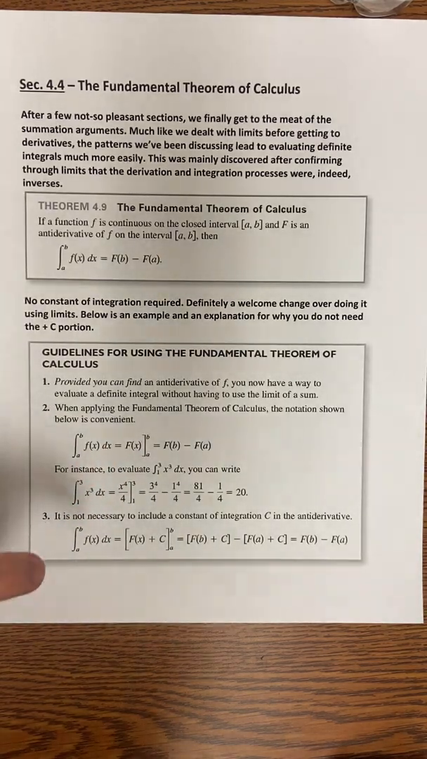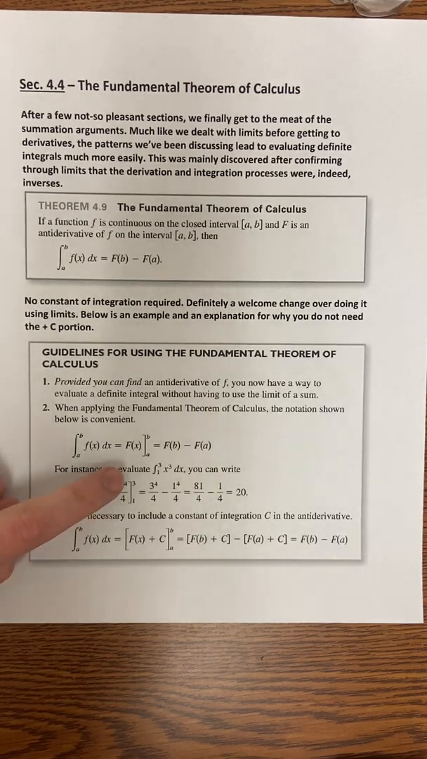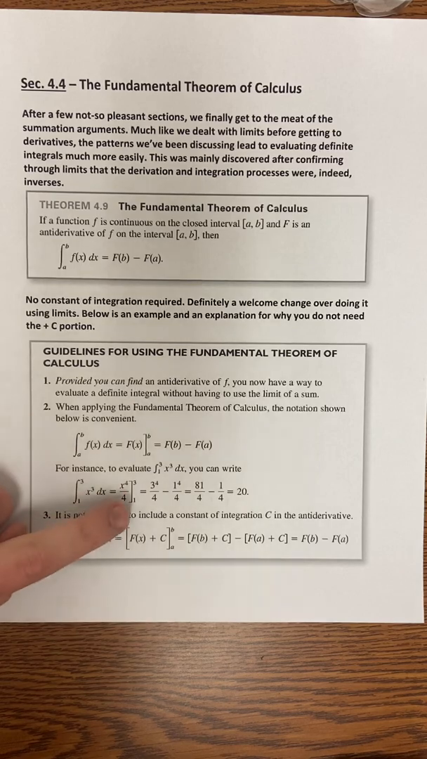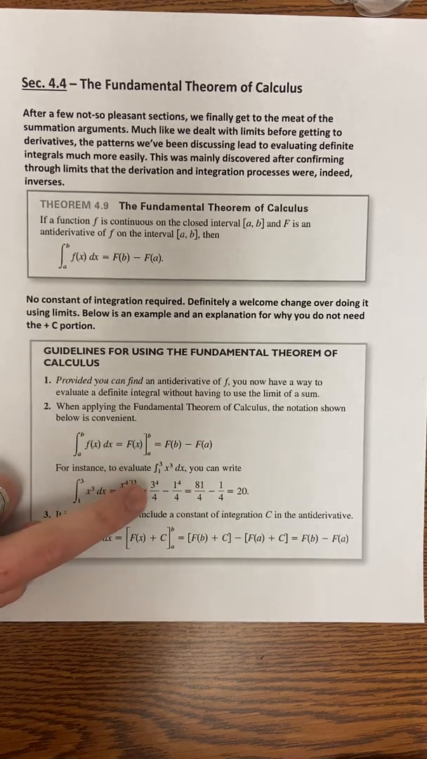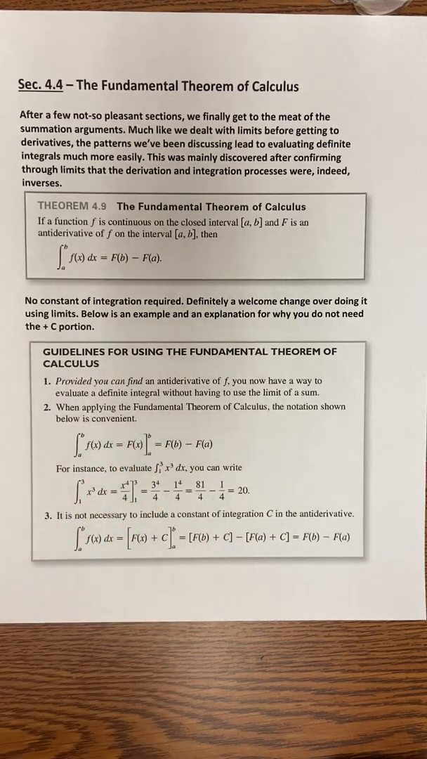So as an example, to evaluate the integral from 1 to 3 of x cubed dx, well, the antiderivative of x cubed is x to the fourth over 4, evaluated from 1 to 3, which means we have 3 to the fourth over 4 minus 1 to the fourth over 4, which is 81 over 4 minus 1/4, which is 80 over 4, which reduces to 20.